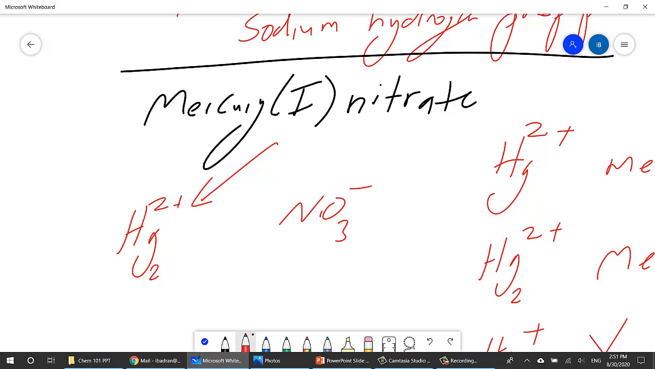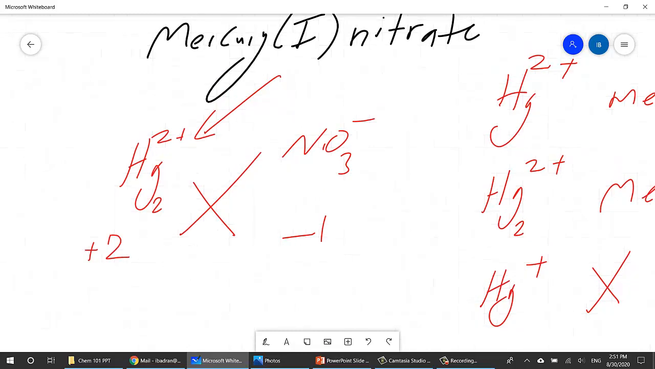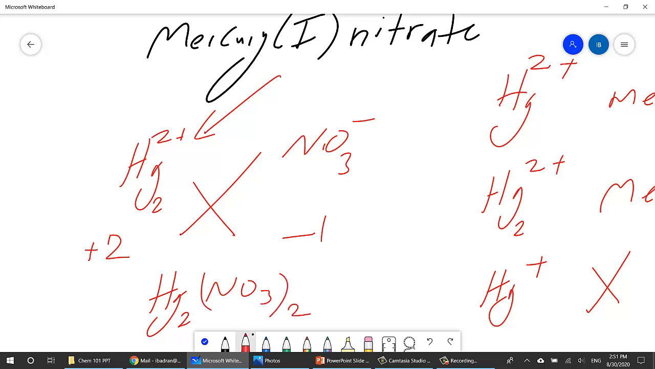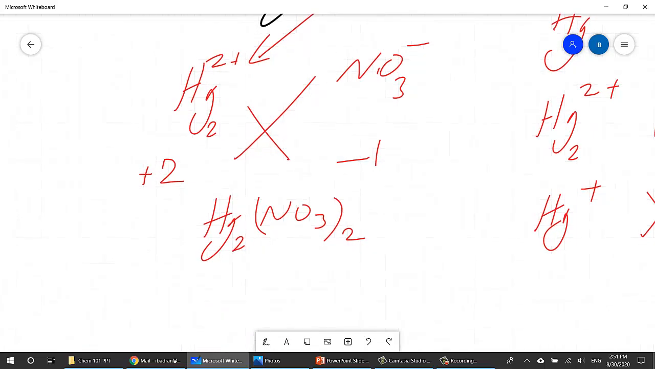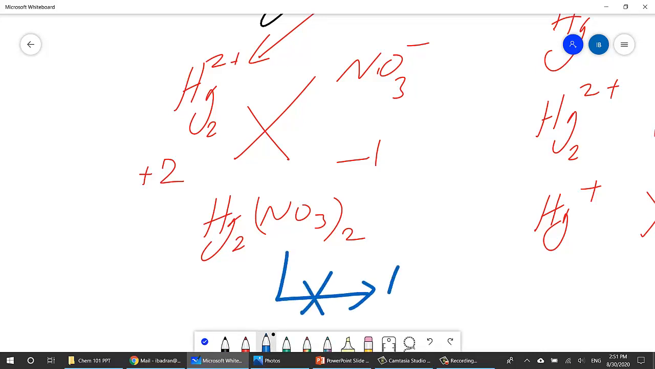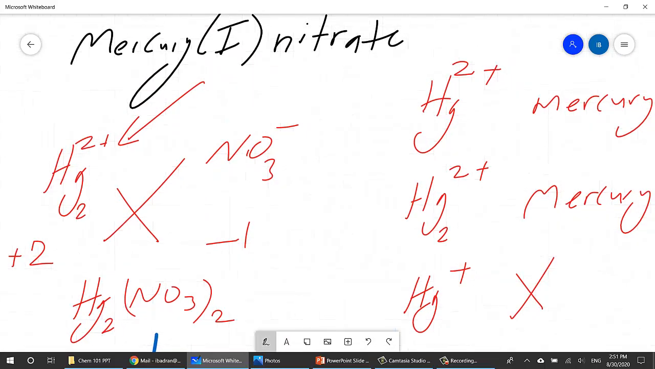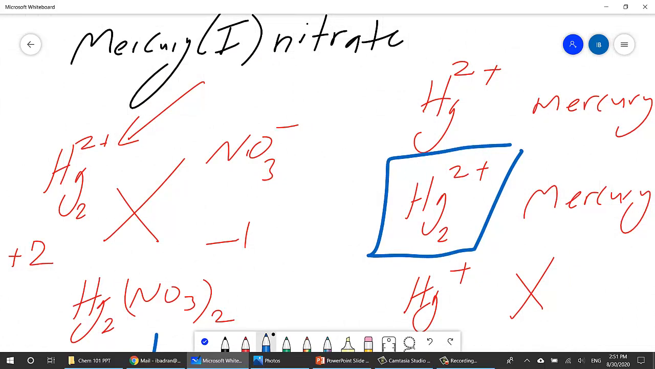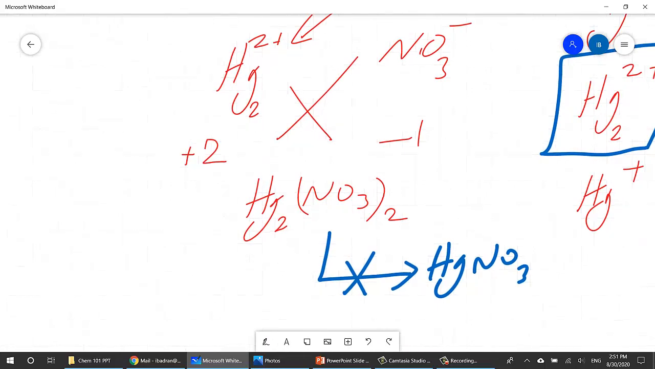I can cross multiply. So this is +2. The whole thing is +2. This is -1. So I cross multiply. That will give us Hg2(NO3)2. So that would be mercury(I) nitrate, Hg2(NO3)2. This is a special case. I cannot actually simplify it into HgNO3, because although we use empirical formulas, here I cannot do that because Hg2 2+ is how mercury(I) exists, and you cannot change it. You have to keep it as is, Hg2(NO3)2. That's the right one.